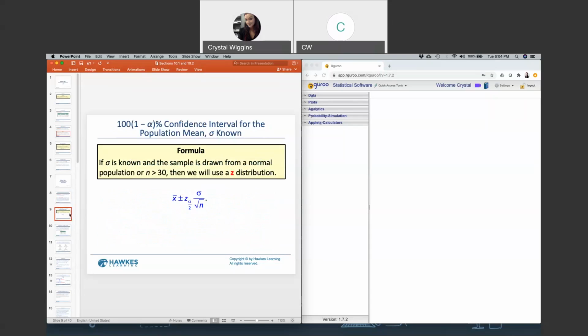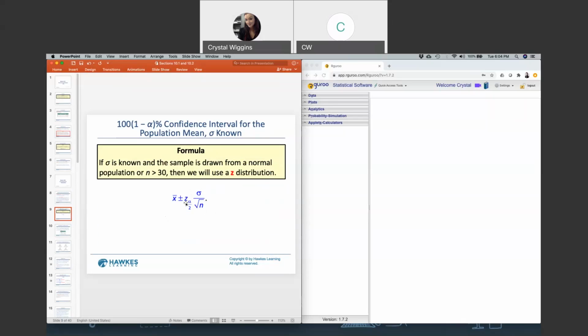Now, if sigma is known and the sample is drawn from a normal population, or our sample size is big enough, being bigger than 30, then we will use a z distribution. So this is the actual formula for a confidence interval, although we will be using Rguroo to calculate that. But unfortunately, Rguroo does not have everything that we need. So we will still need to resort to this formula in order to solve for things like the critical value.